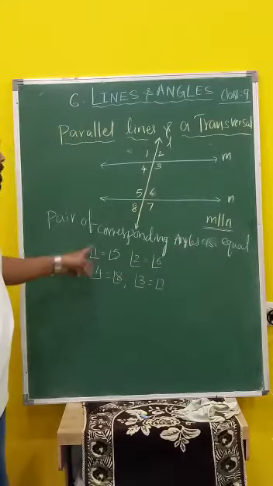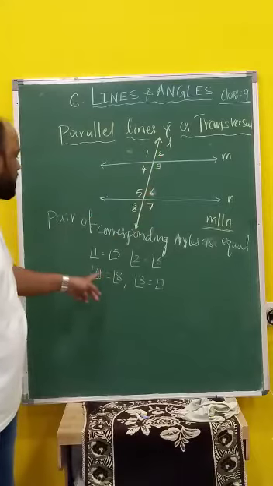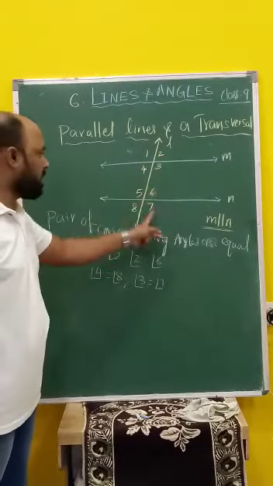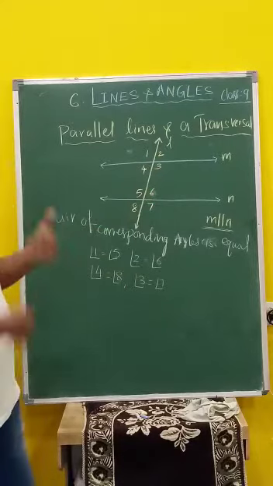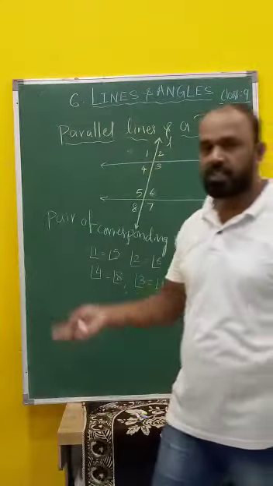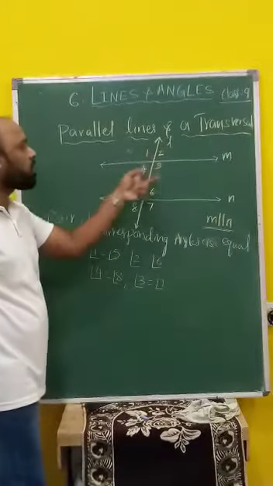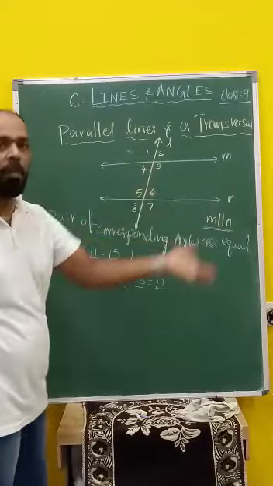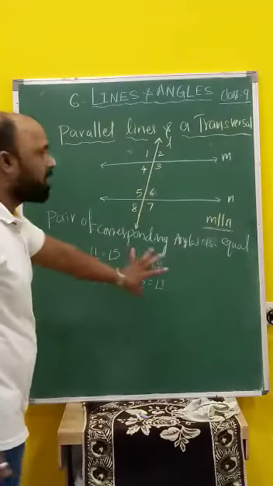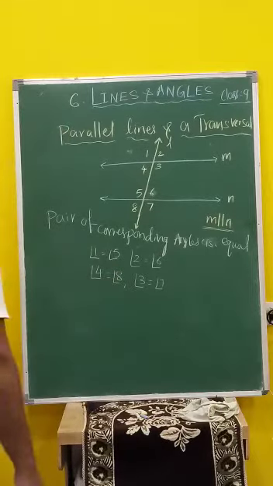Angle 1 is equal to 5, and 2, 6. Next, 4, 8. Next, 3 and 7. Clear, children? We know vertically opposite angles also, so according to that we can say 1 is equal to 3, 2 is equal to 4. That we will apply later. Now this is the pair of corresponding angles: 1, 5, 2, 6, 4, 8 and 3, 7.